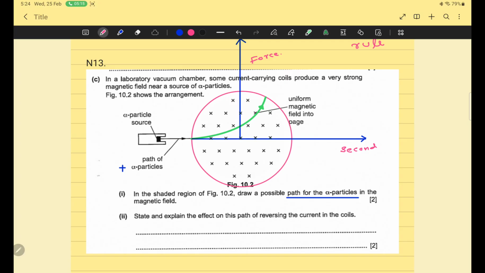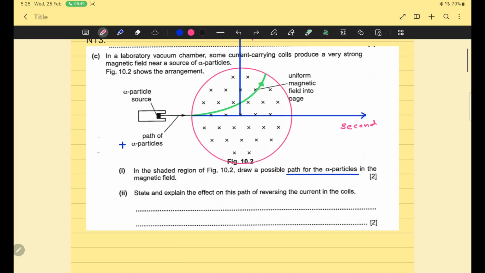And now the second part. The question is: state and explain the effect on this path of reversing the current in the coil. Actually, this magnetic field is produced by current in a coil. So if you reverse the direction of current, it will reverse the direction of the magnetic field. In this question, the magnetic field is into the page. If you reverse the direction, then obviously the magnetic field will be out of the page.